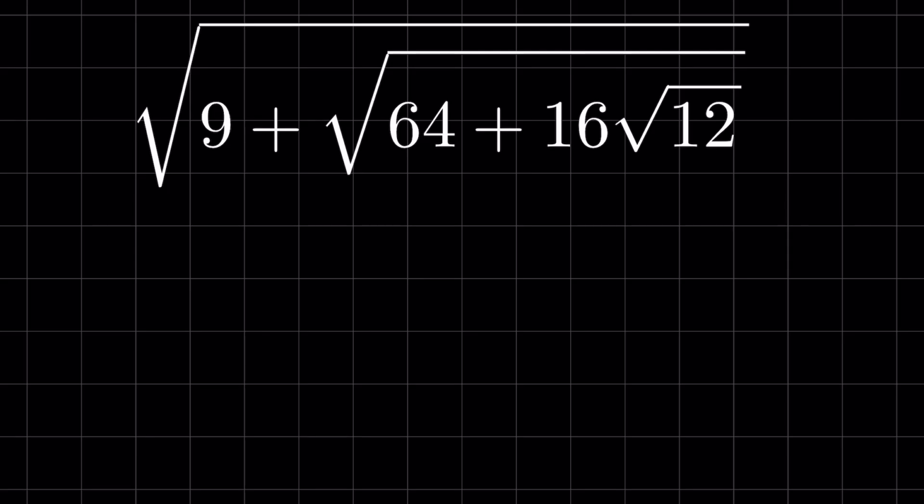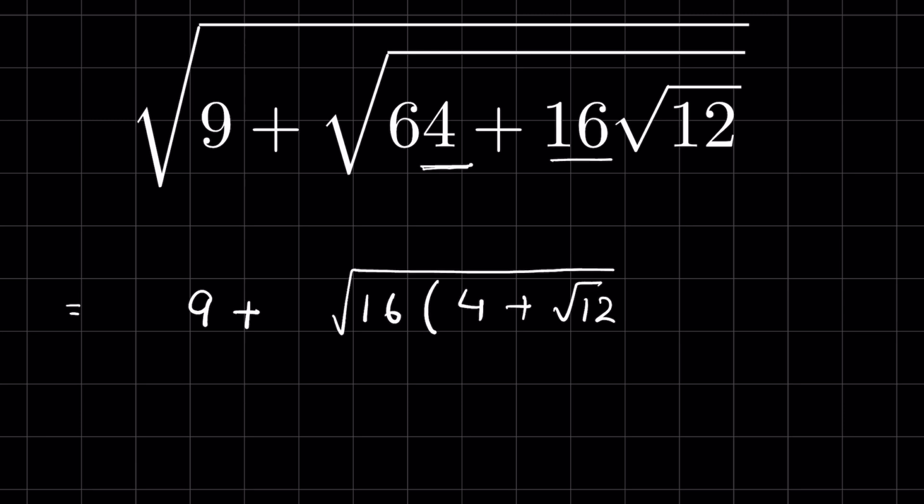A nested radical question: how to simplify this. So, the square root of 9 plus the square root of 64 plus 16 times the square root of 12. Here you can see that we can take 16 as common and write 16 times (4 plus the square root of 12) under the square root.